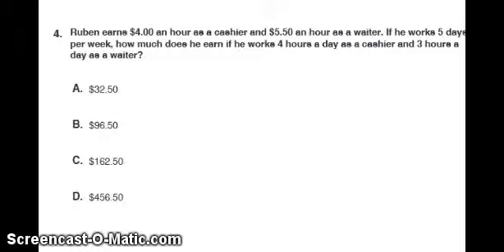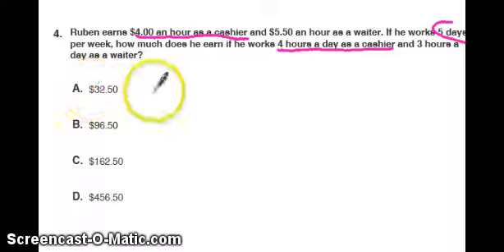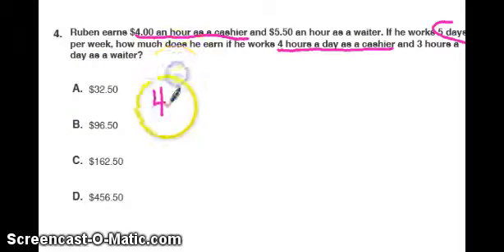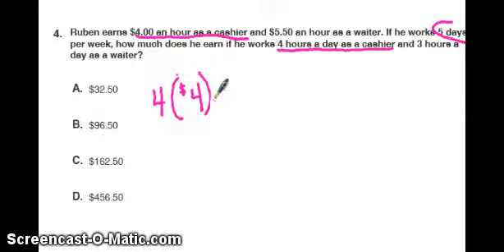Question 4: Ruben earns $4 an hour as a cashier and $5.50 an hour as a waiter. If he works 4 hours a day as a cashier, 3 hours a day as a waiter, 5 days per week, how much does he earn? So let's look. 4 hours a day as a cashier, $4 an hour as a cashier, 5 days a week. So 4 hours times the $4 an hour that he gets paid, and he does this for 5 days.